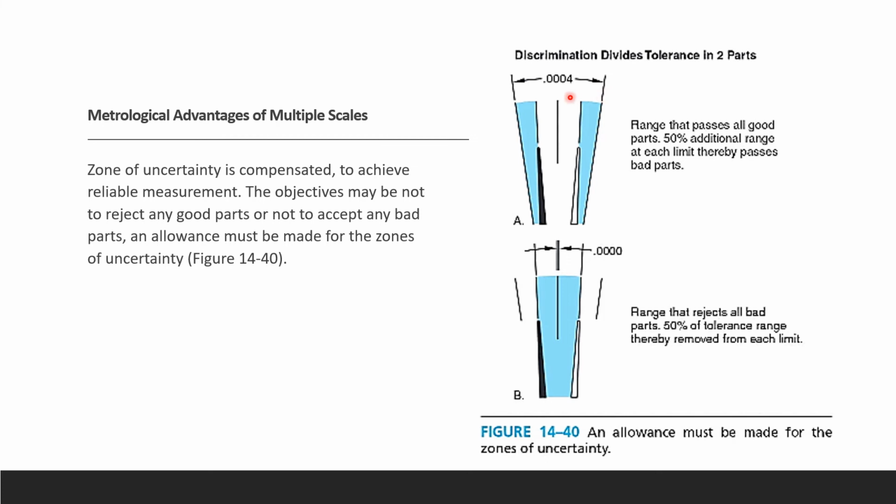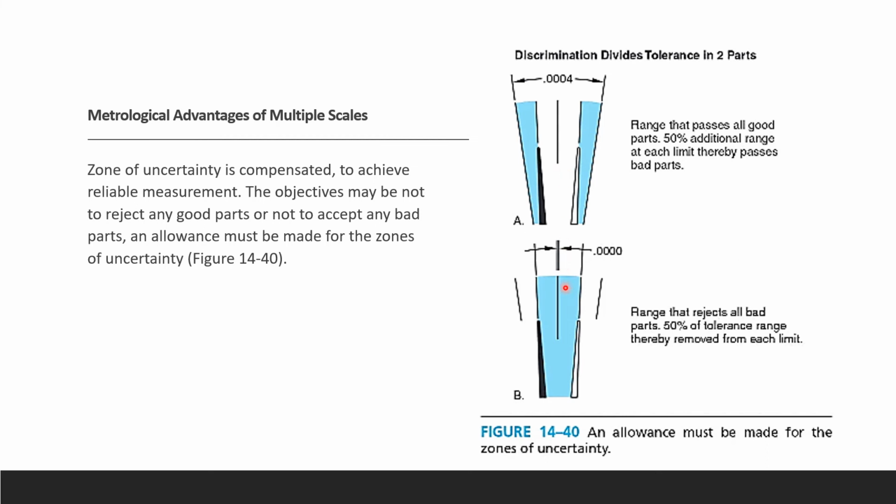Here, discrimination divides the tolerance in two parts. Here we can see the range that passes all good parts. That's a 50% additional range at each limit, thereby passing bad parts. So the zone is right there, but then we have more additional range. So we are passing not only good parts, we're also passing the bad parts.